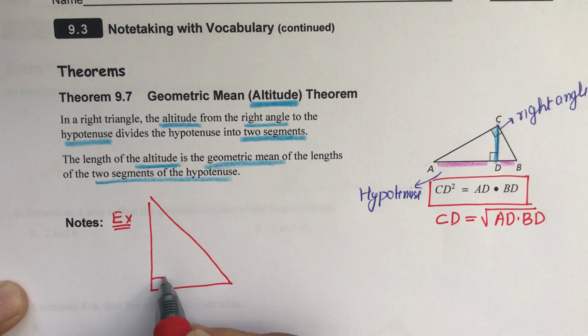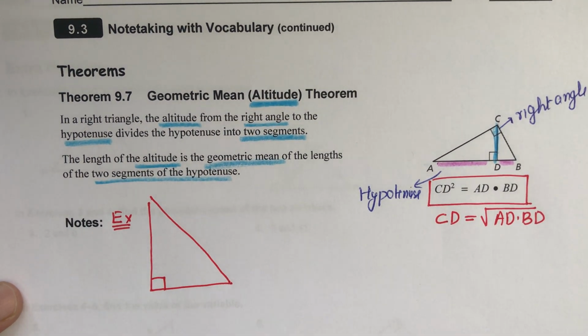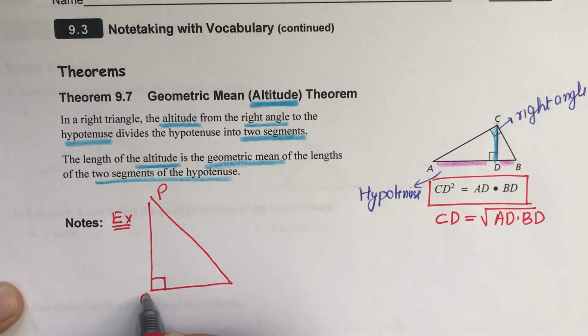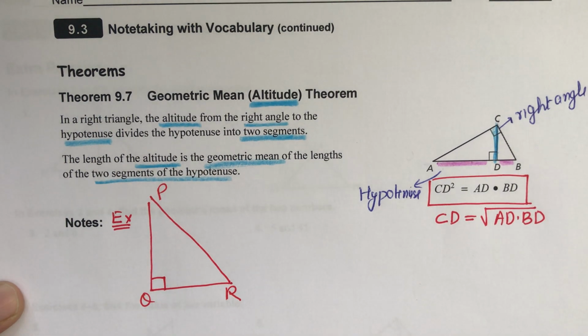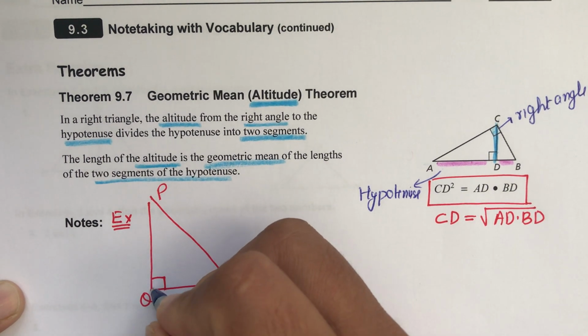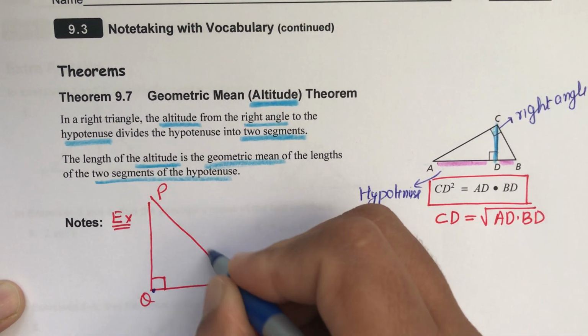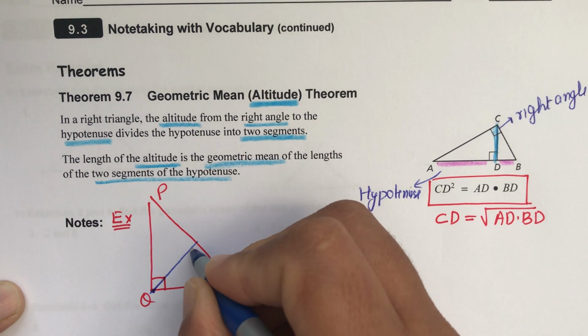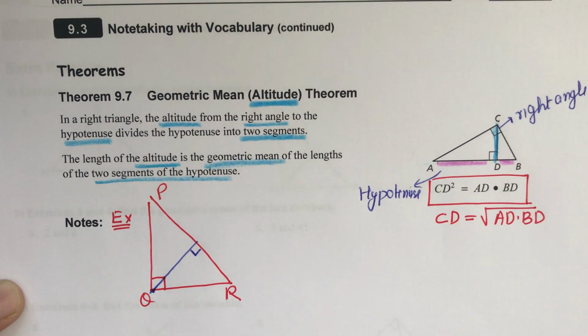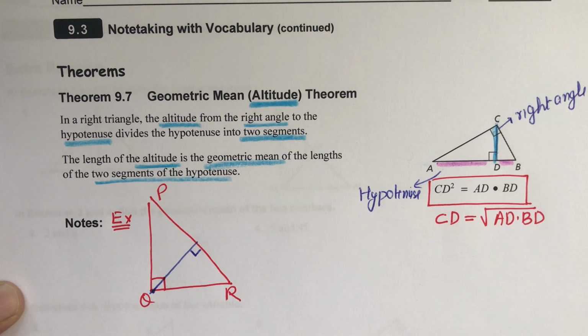That's my right triangle. According to this theorem, the geometric mean altitude theorem, and I name it PQR, if I drop a perpendicular from the point where the right angle is formed, so my perpendicular is supposed to be from here to the hypotenuse. This is the hypotenuse. I'm going to drop my perpendicular. That's my altitude. And we're finding the altitude. That's why the name is geometric mean altitude theorem. So I'm supposed to find this thing.